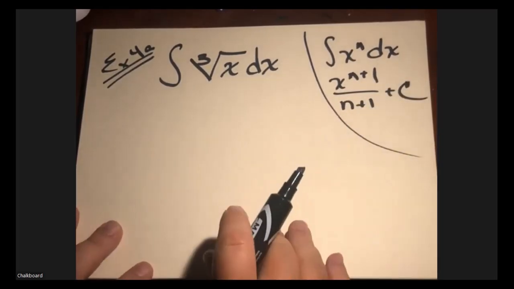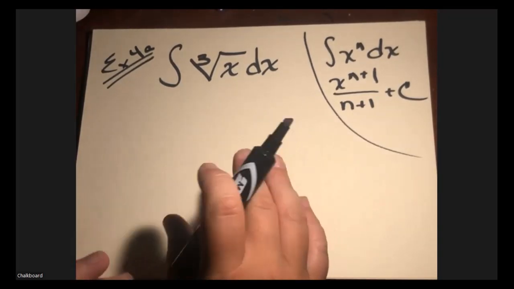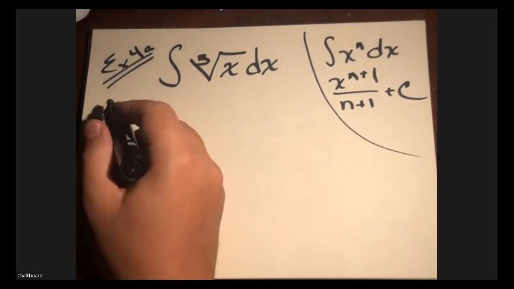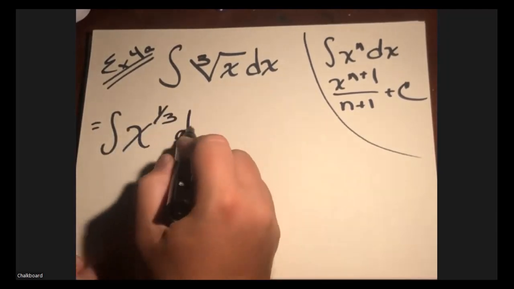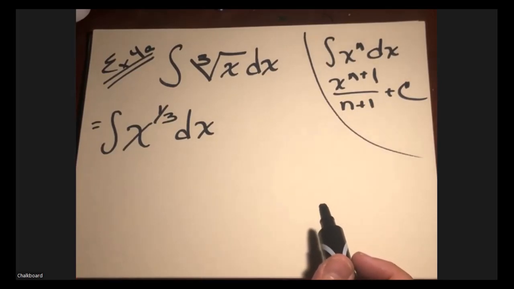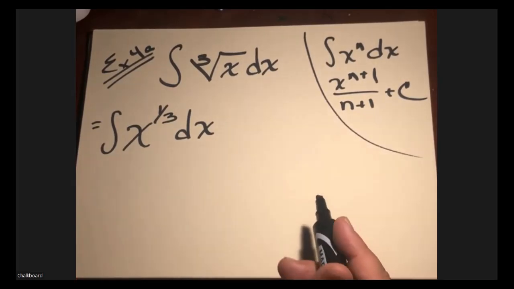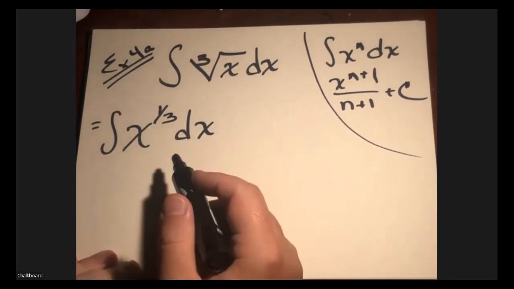Okay, we're going to use that, but first I don't like this root notation. I'm going to have to convert it so that I can deal with it. So now this has become the integral of x to the 1/3 dx. Same way that the square root is the 1/2, the cube root is a 1/3, and so on. The 9th root is 1/9, right? Okay. Now we're going to think about 1/3.